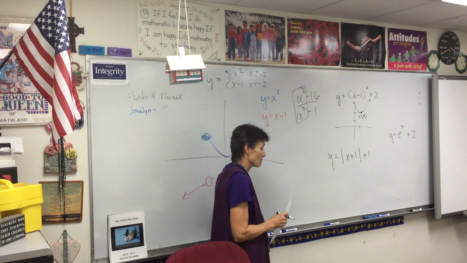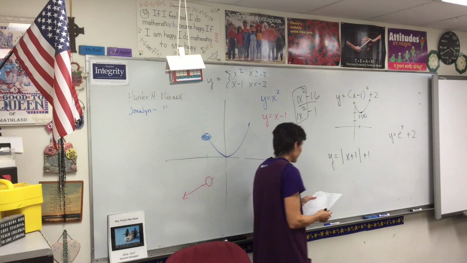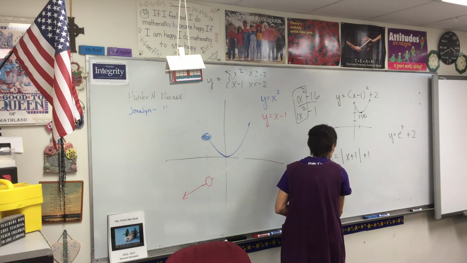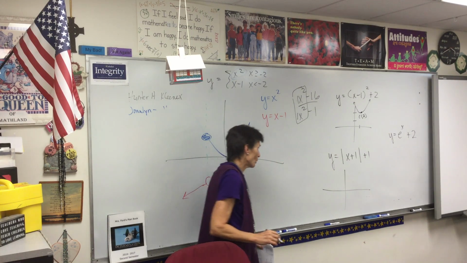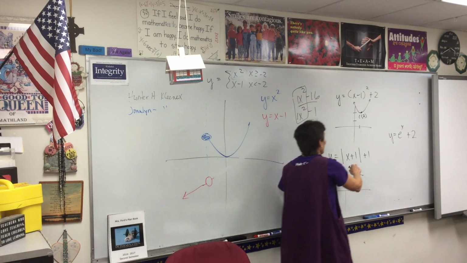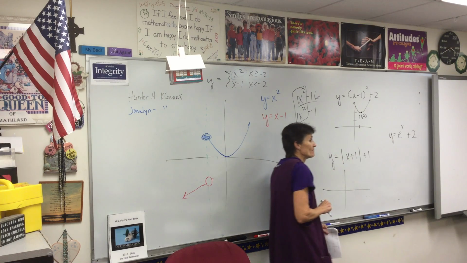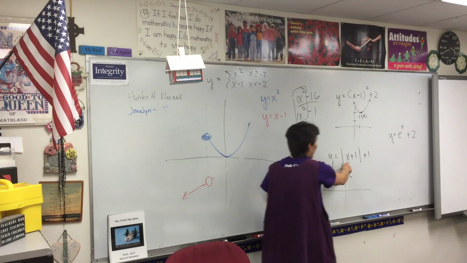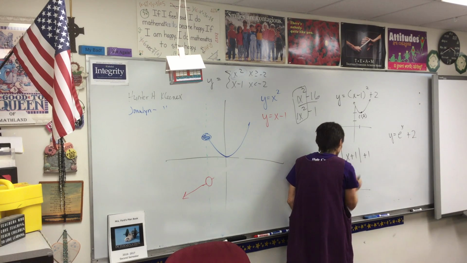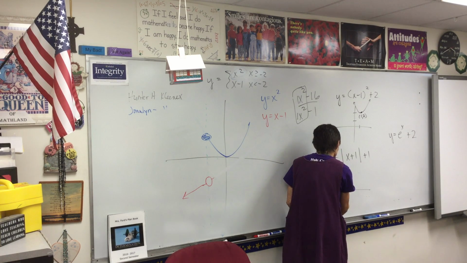Yes, you do. All right, so next we've got this guy right here. What shape is he going to be? He's going to be a V. But instead of being from the origin, left one, and up one. So left one, up one.